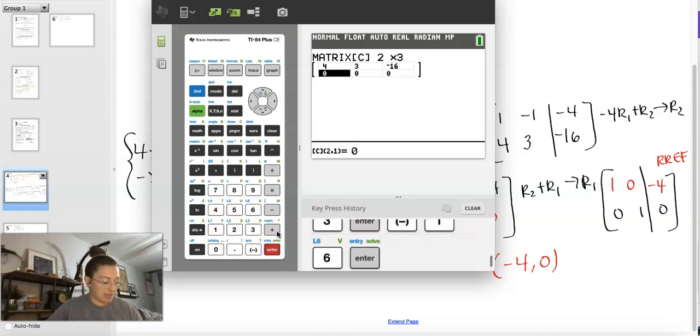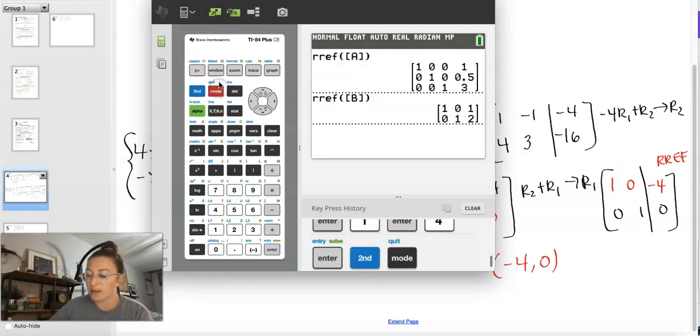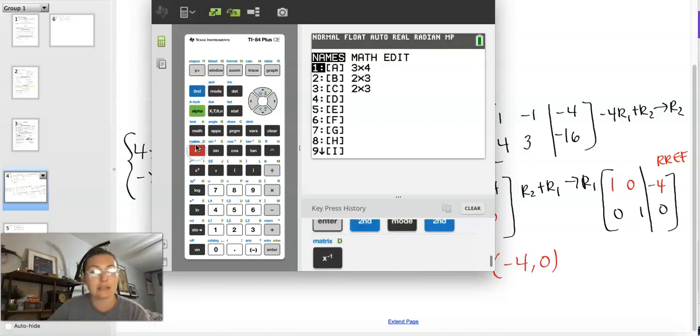And then it was negative 1, 1, 4. Negative 1, 1, 4. Okay, go back to our home screen, second quit. So again, we go second matrix, or second x to the negative 1.